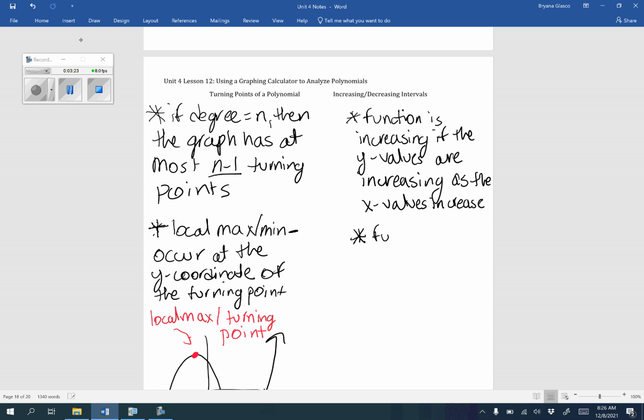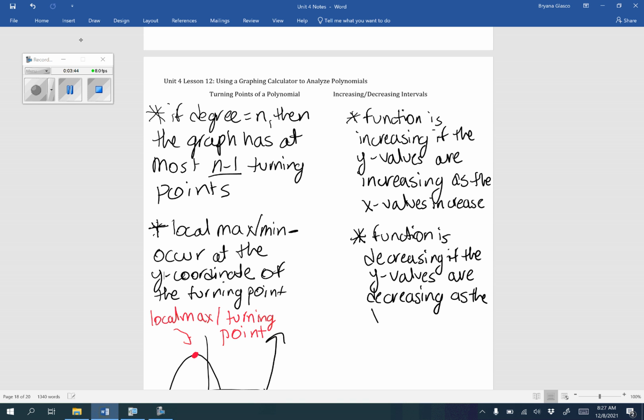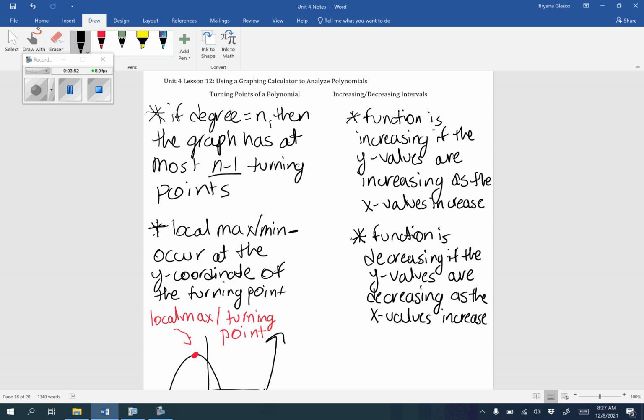Now, a function is decreasing if the y values are decreasing as the x values increase as well. Because remember, the idea is that we are going left to right on our graph.